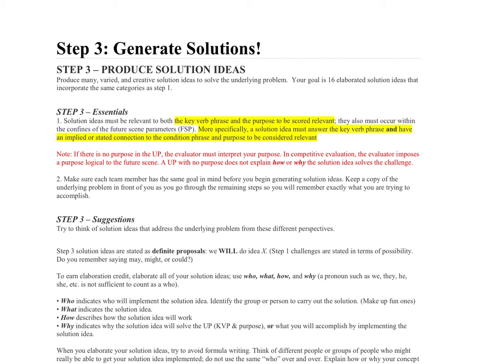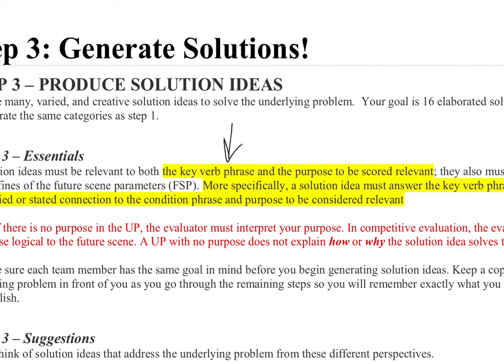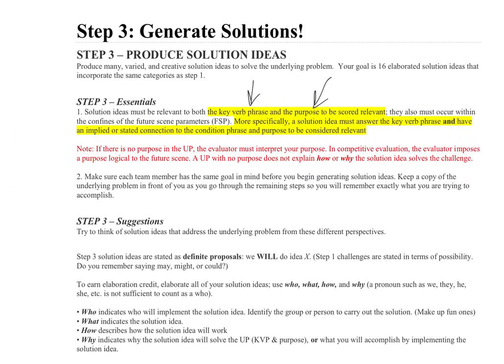Because whatever you established in your underlying problem, you are now trying to generate solutions to address the underlying problems. So you're not generating solutions that match all 16 of your step 1. You're only generating solutions to help fix what you identified in step 2 as the underlying problem. All right? So with that being said, you'll see that it needs to be relevant to the key verb phrase and the purpose. So we can't just make up general solutions. They have to be tied back, which is why it's so important to have a good step 2 that's broad enough to where you can generate solutions for it. Okay?